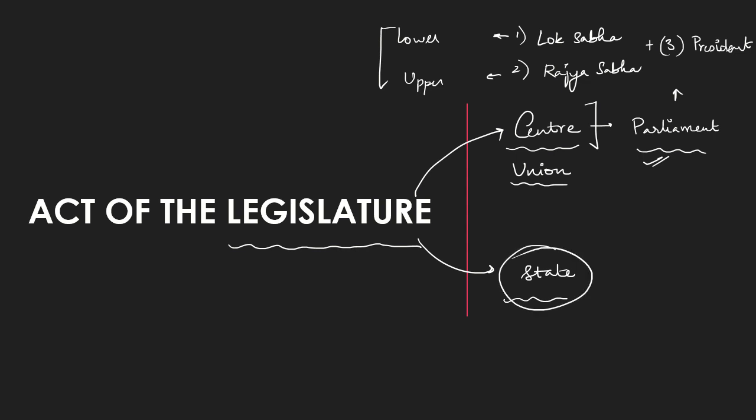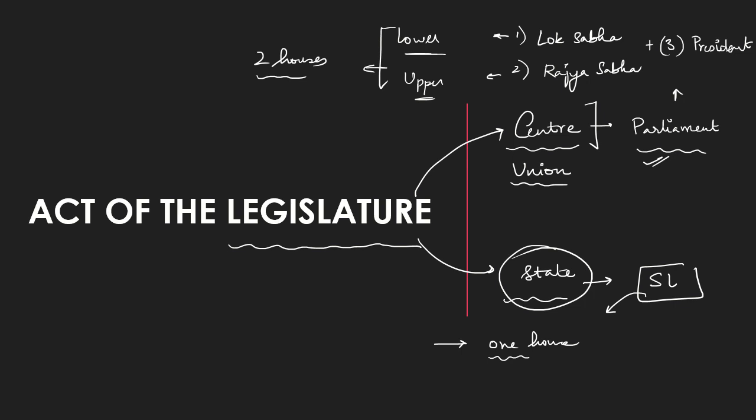I'll talk a bit about the state just for your curiosity. At the state, you can call this just the state legislature. Now, the state legislature in most of the states of India consists of only one house. Here you can see there are two houses, right? There are two houses in the center, the lower and the upper. In most states, there is only one house. That house is called the State Legislative Assembly. Very simple.